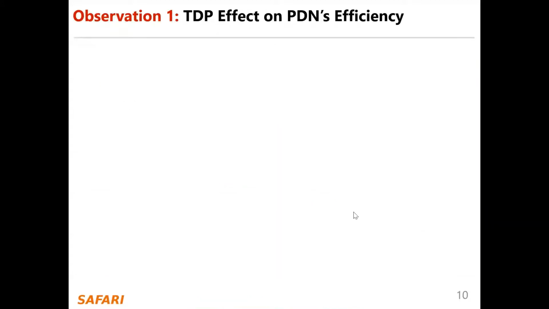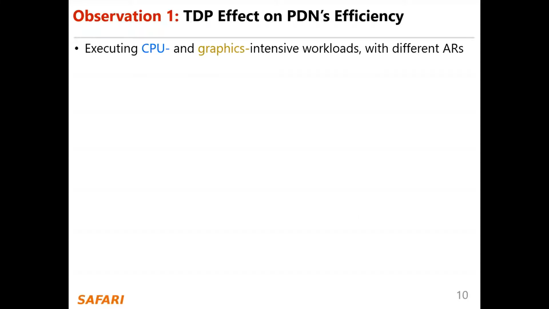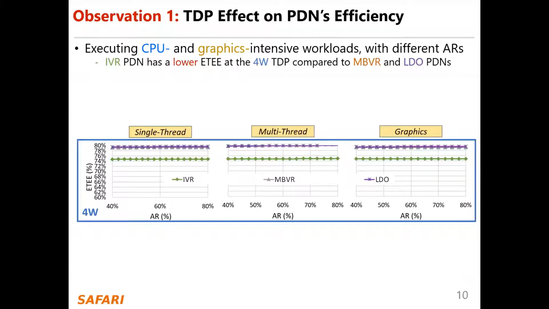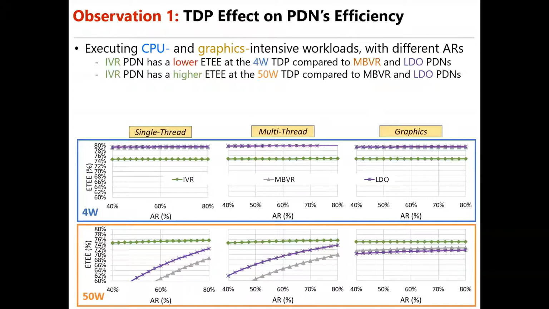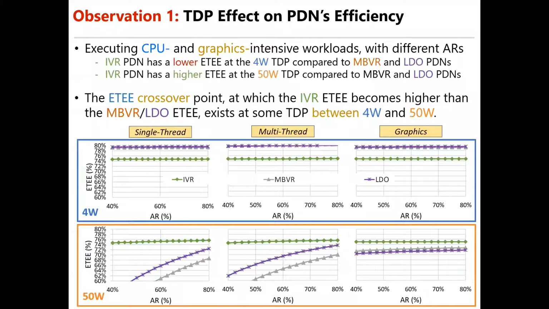We use multiple workload traces from SPEC CPU 2006, 3DMark, and video playback workloads. Our first observation is about TDP effect on PDN's efficiency. When executing CPU and graphics-intensive workloads with different application ratios, we observe that IVR PDN has lower end-to-end efficiency at the 4-watt TDP compared to MPVR and LDO PDNs. And we observe that IVR PDN has a higher end-to-end efficiency at 50-watt TDP compared to MPVR and LDO PDN. An end-to-end efficiency crossover point, at which the IVR end-to-end efficiency becomes higher than the MPVR and LDO end-to-end efficiency, exists at some TDP between 4-watt and 50-watt.